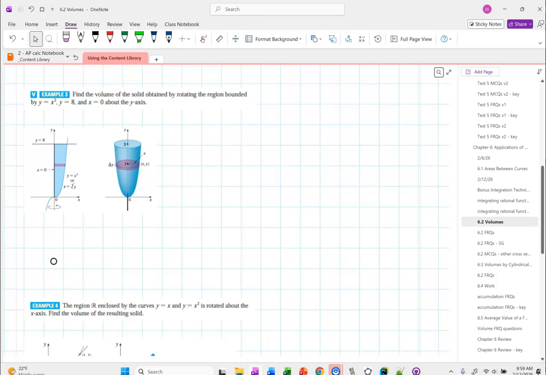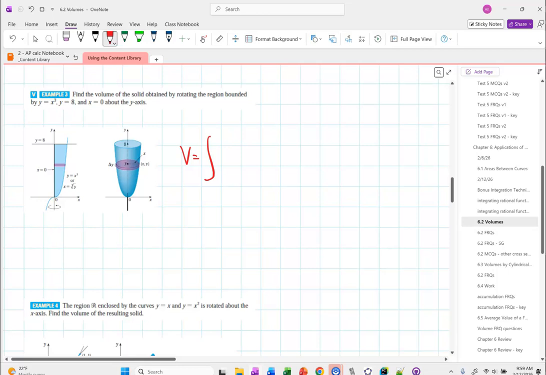Notice here, which way are we going to be naturally slicing? Vertically, right? So this time, instead of integrating with respect to x, we would want to be integrating with respect to y. And we're going to be integrating along the y-coordinate 0 to 8. Is everybody okay there?